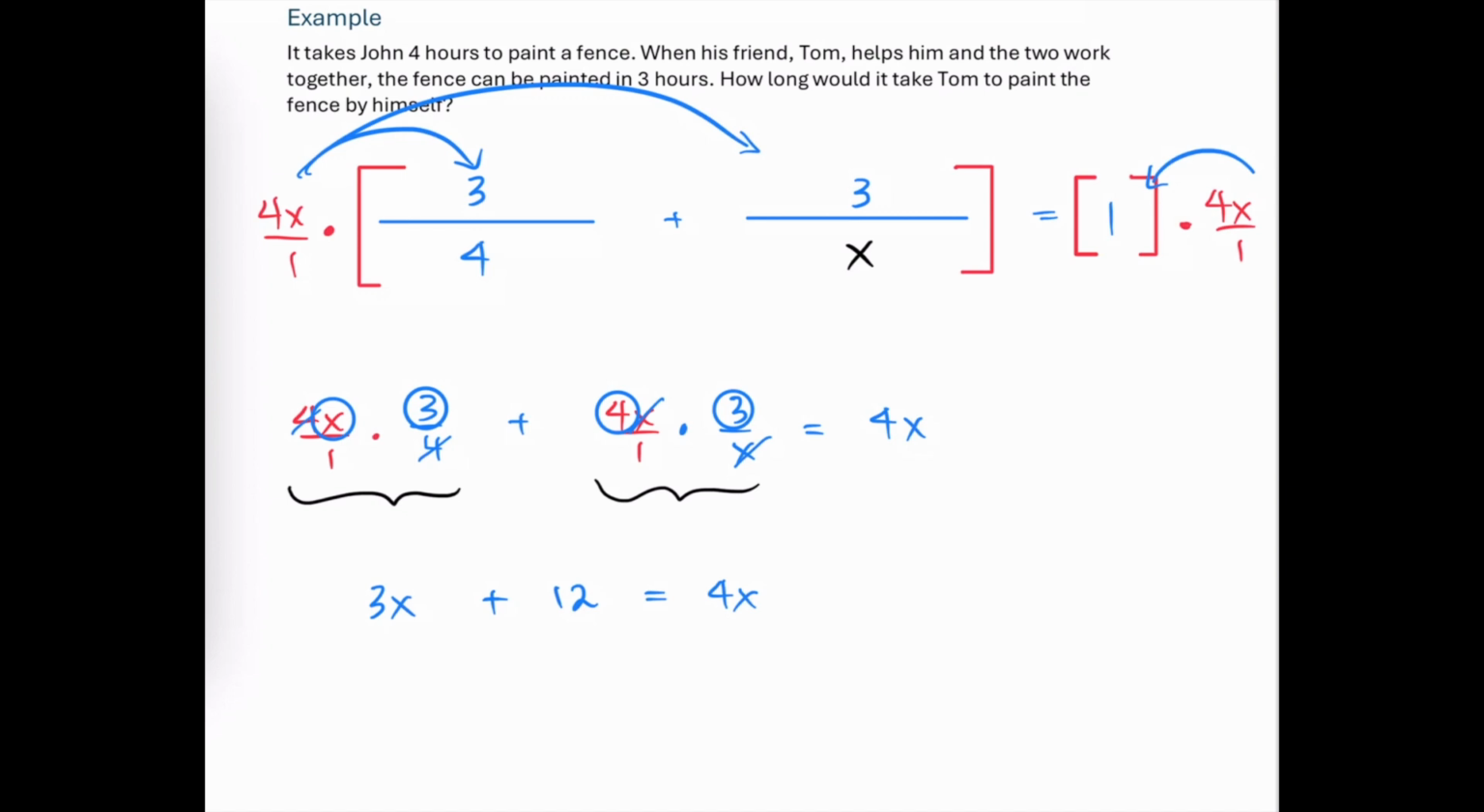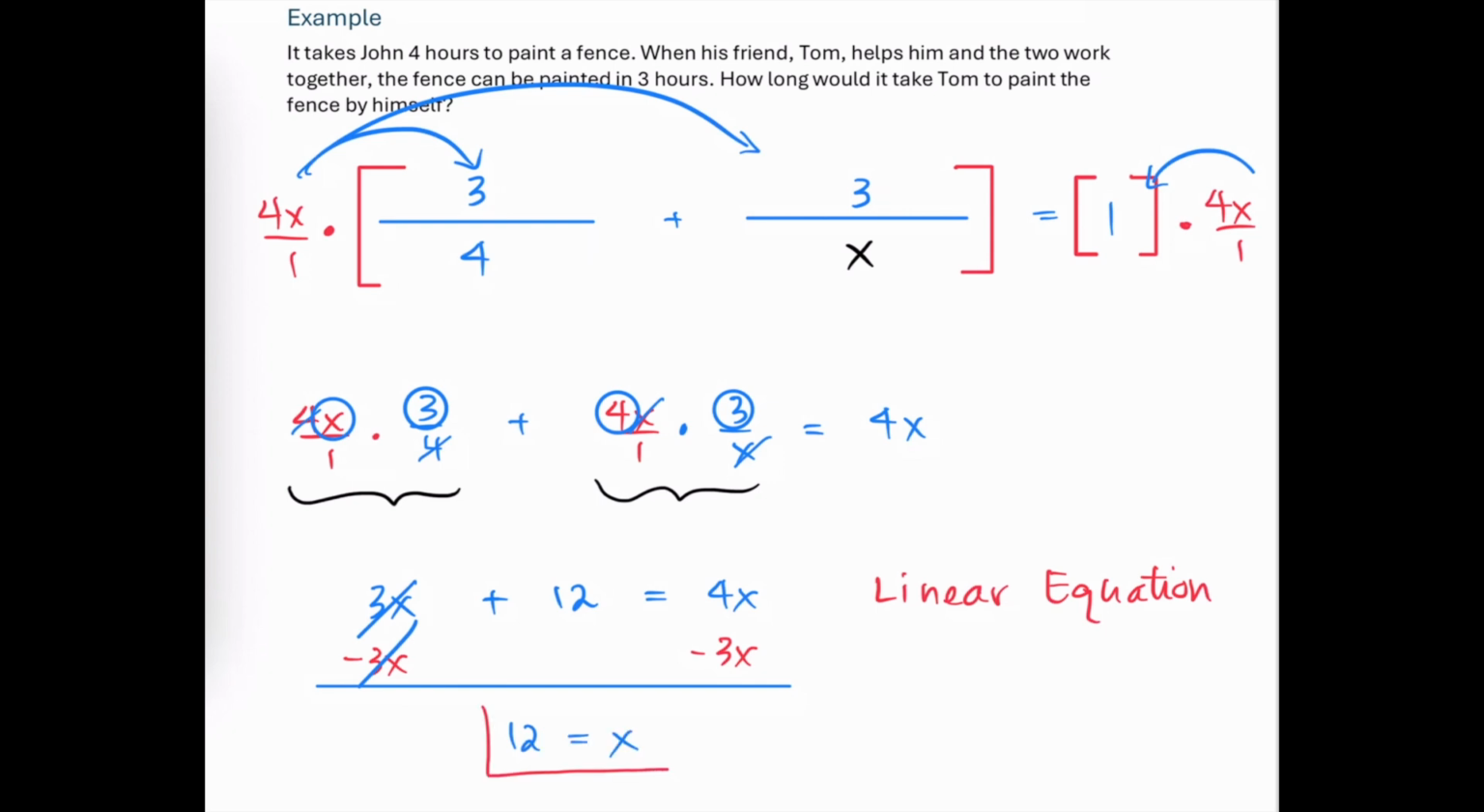Now, after we've cleared the fractions, what we have is a linear equation. And we can solve linears by getting all the variable terms to one side. So our 3x's cancel here. We're left with 12 is equal to x. And so we've now solved for that variable.